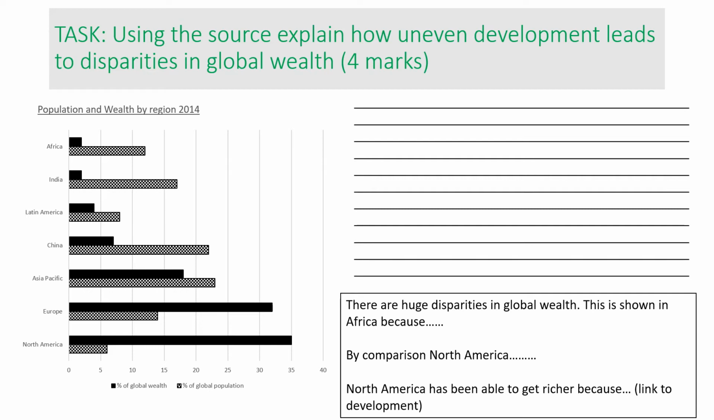Then I would do a direct comparison with North America, and again, explain why North America has been able to get wealthier. You need 2 good developed points for this, and you need to have used the chart in order to get 4 marks. Spend 5 minutes on it, make it neat, make it tidy, make it good, and send it to your teacher. And move on.